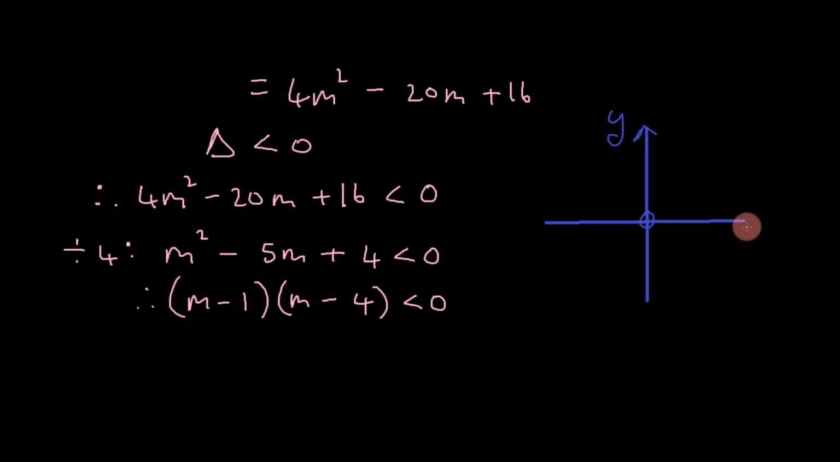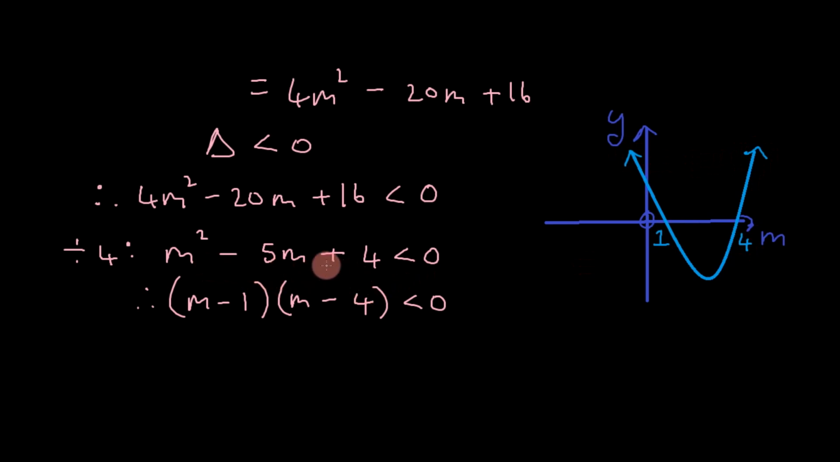So we have the y-axis, and I'm going to use the m-axis here. The roots are, rather, positive 1 and positive 4. So let's draw the parabola. Once again, it's not to scale. Something like this. So positive 1 and positive 4.